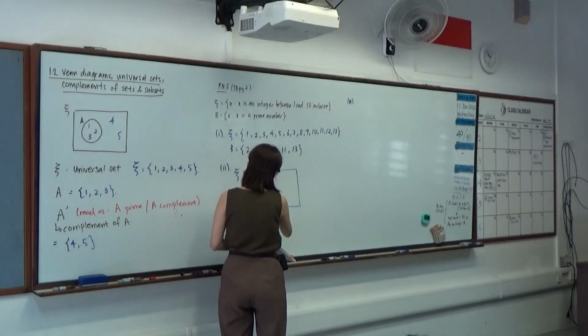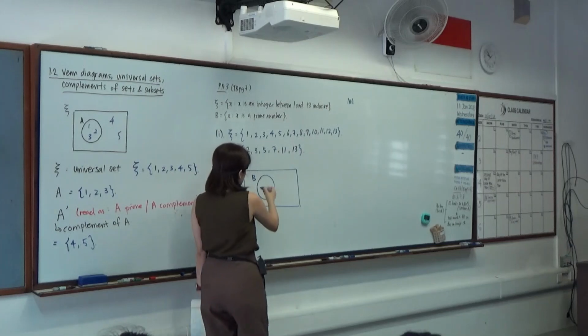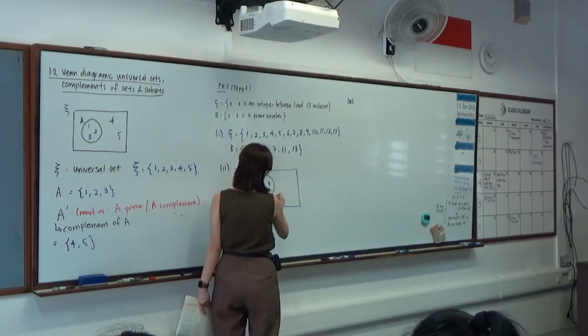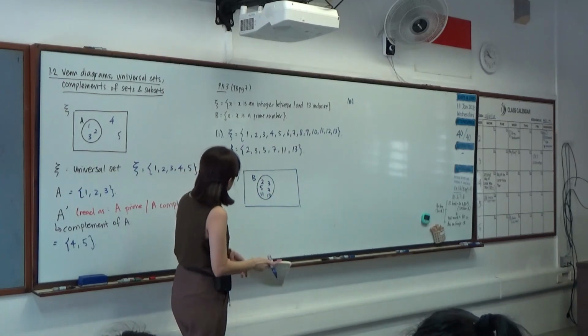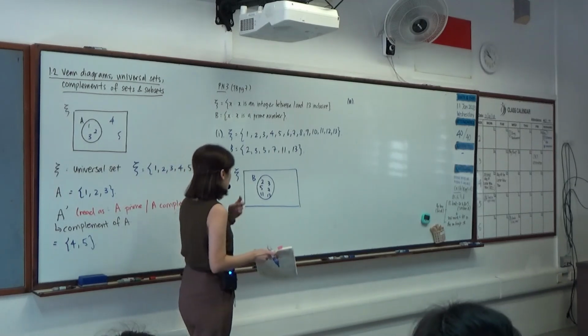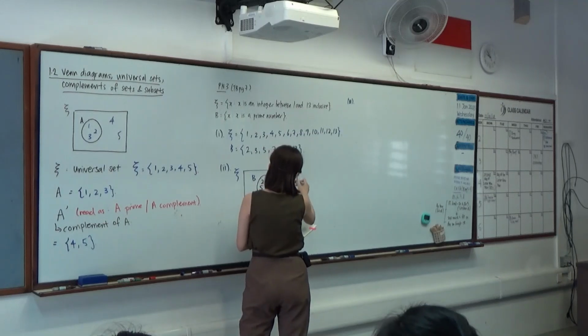Okay, so you have your universal set and the set B. Put in all the elements. Then after that, also put in the elements that are found in the universal set but not in B itself. That means in the complementary set itself. Okay, and that will be 1, 4, 6, 8, 9, 10.